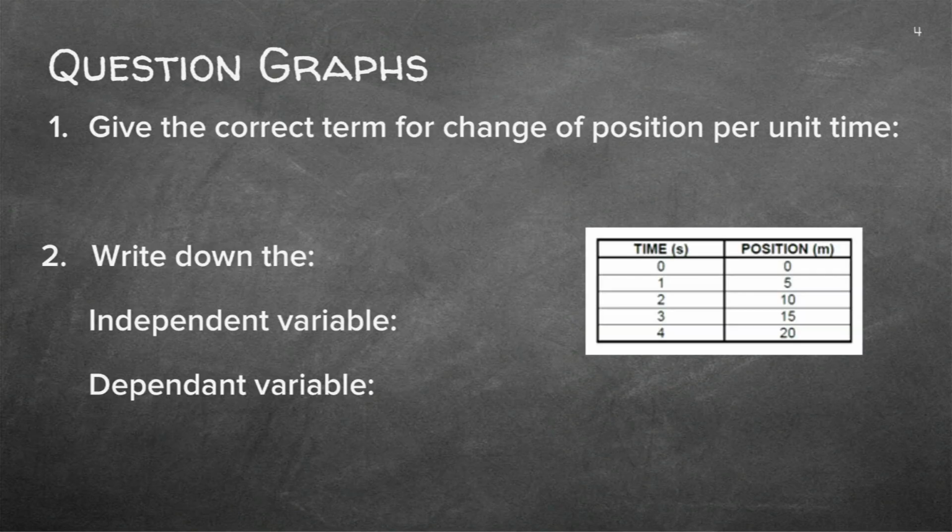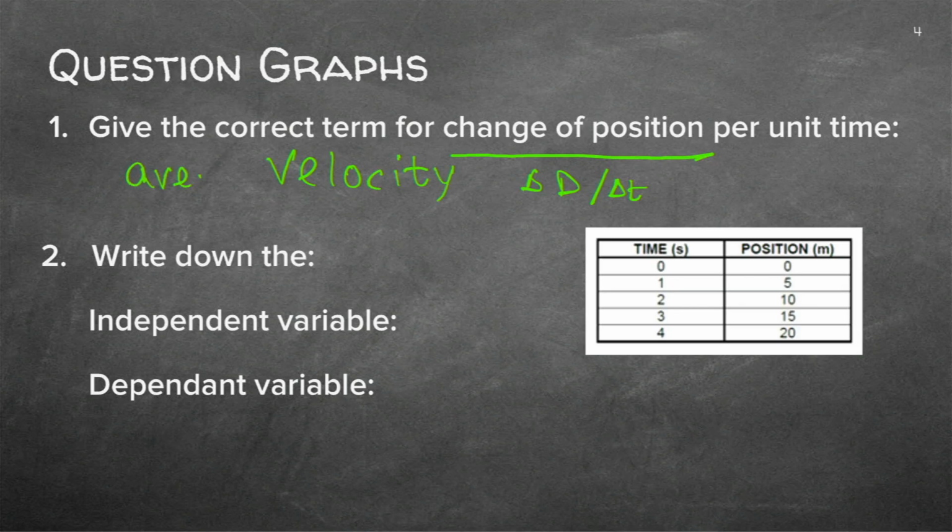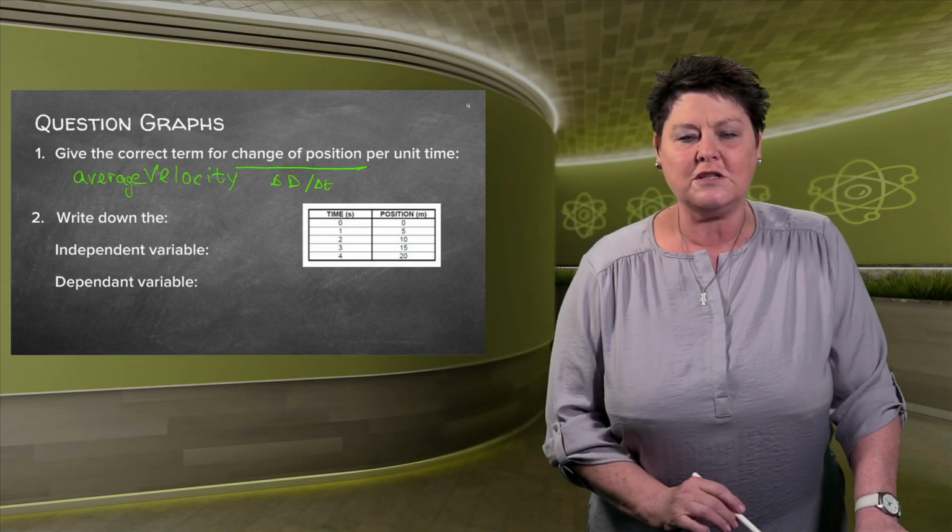So the first question was, give the correct term for the change in position. The change in the position will be something like that, per unit time. And we know that will be velocity. And the actual correct answer will be the average velocity. So make sure that you know your theory so that you can get all your marks.